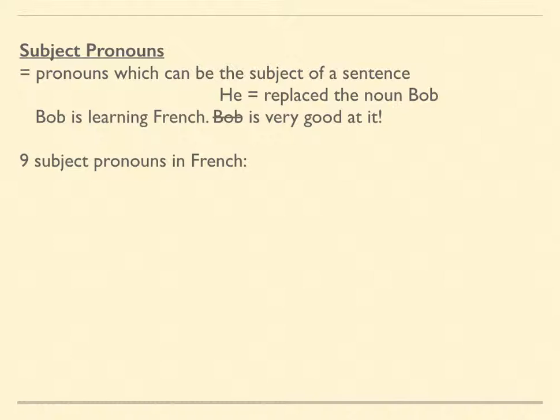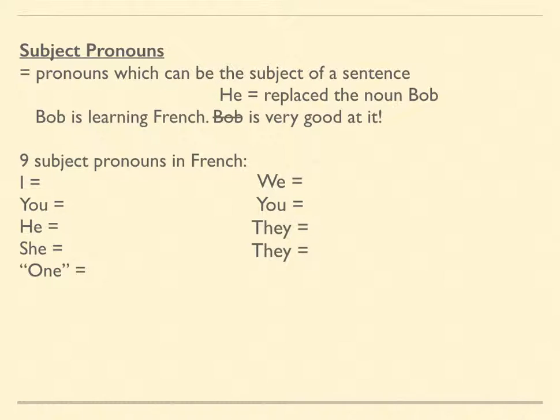There are 9 subject pronouns in French, a few more than we use in English. These are I, you, he, she, one, we, you. Remember, we have 2 yous as we've already seen. And then we're also going to split out the theys. There are 2 different ways to say they. So starting with I, how did we say I in French?